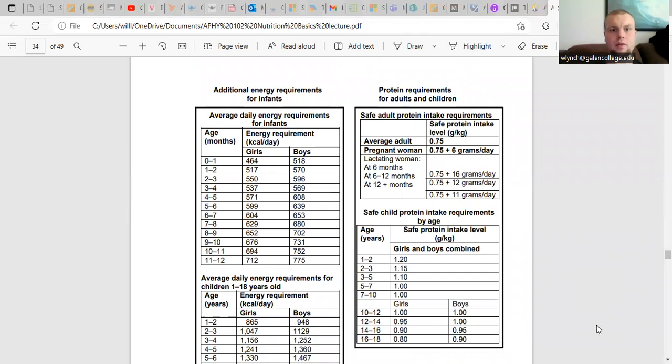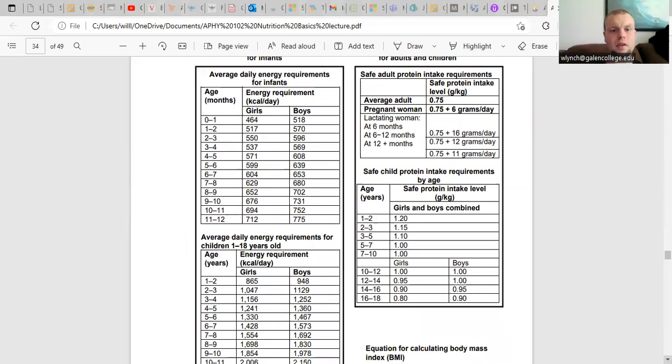All right, so our energy requirements here, see the average daily energy requirement for infants, right? It's going to be relatively low comparatively to aging as we get older, right? You see the comparison between 12-month-old to even after 2 or 3 years, we've almost doubled the amount of calories that we need.